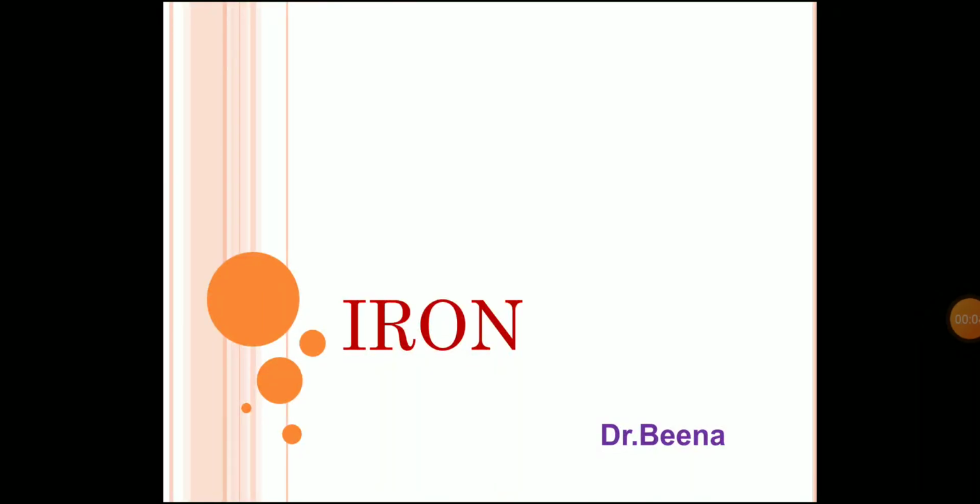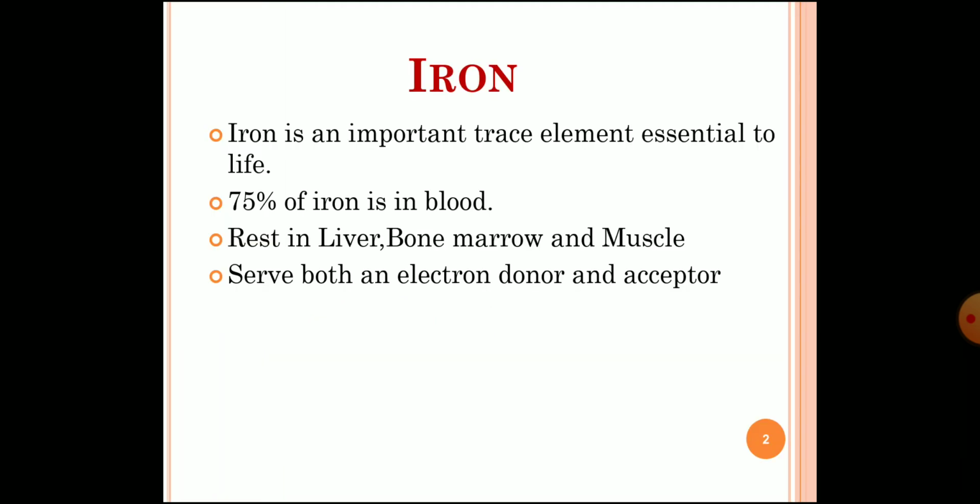Today's topic is iron metabolism. Iron is an important trace element essential to life. 75% of the iron is in the blood, and the rest is seen in the liver, bone marrow, and the muscle, and it serves both as an electron acceptor and an electron donor.